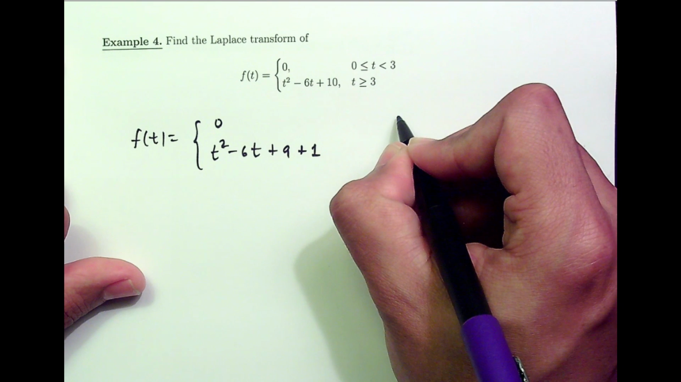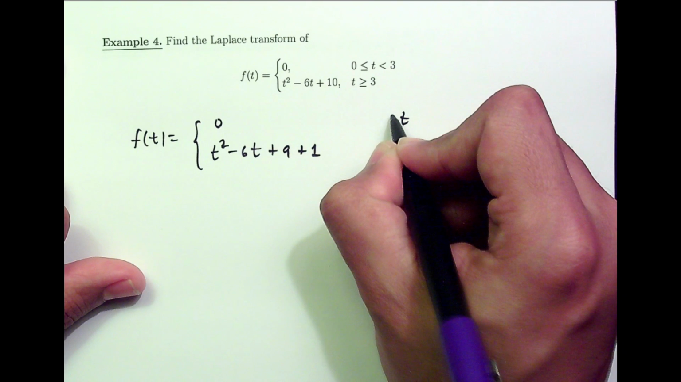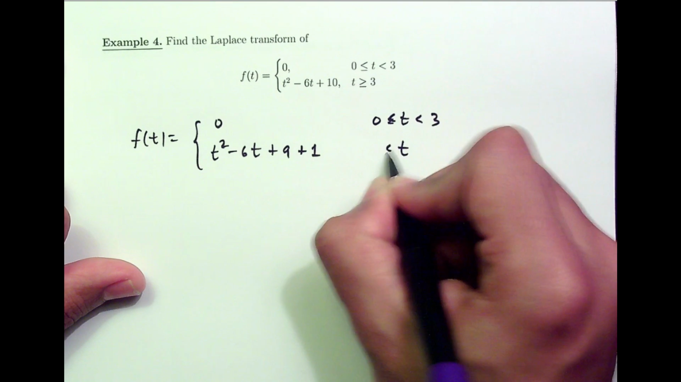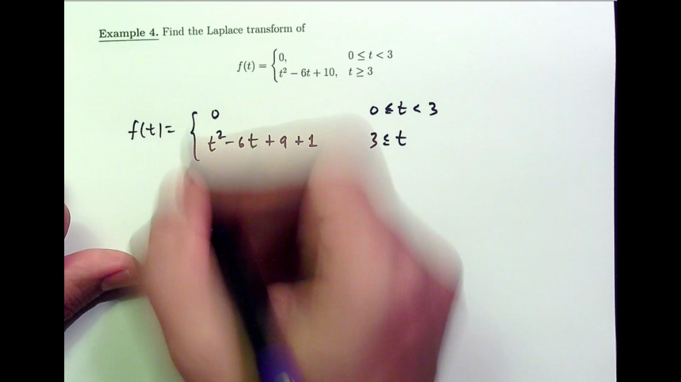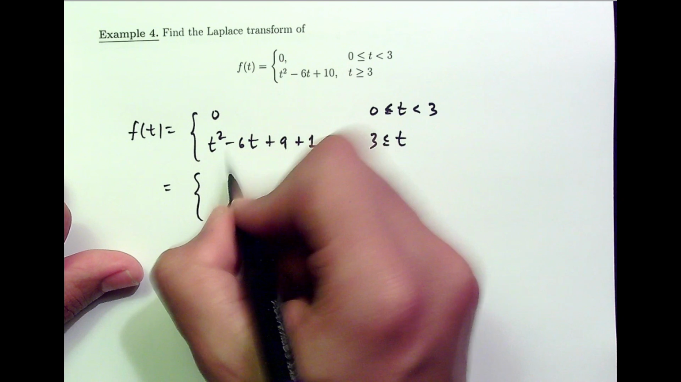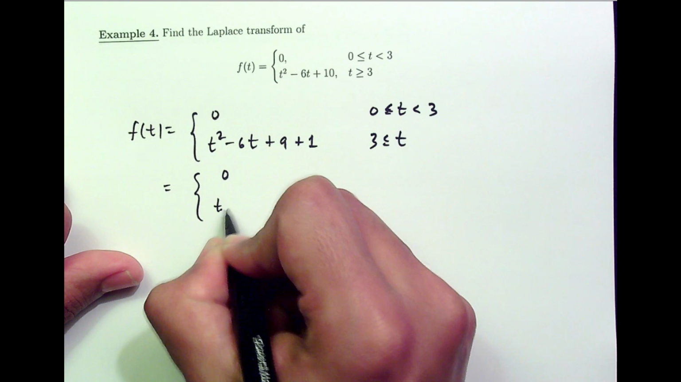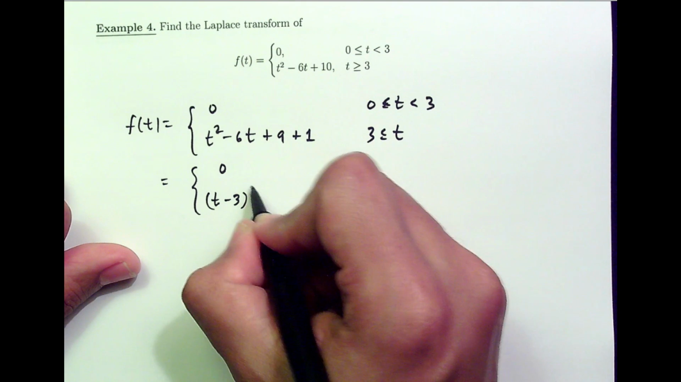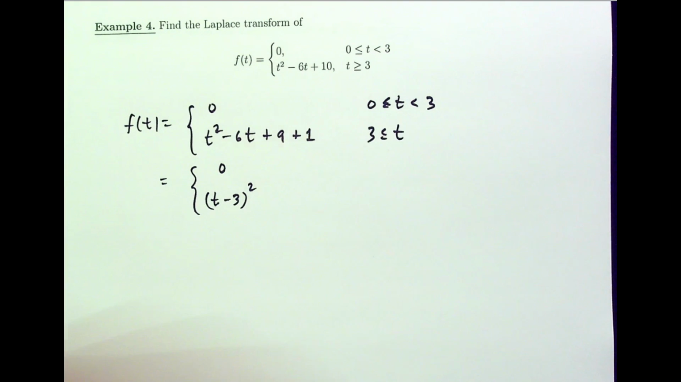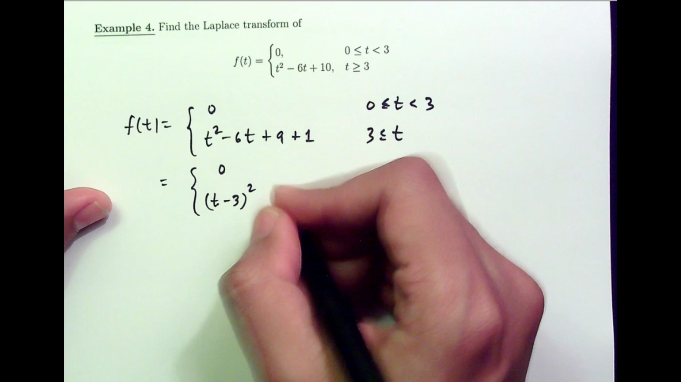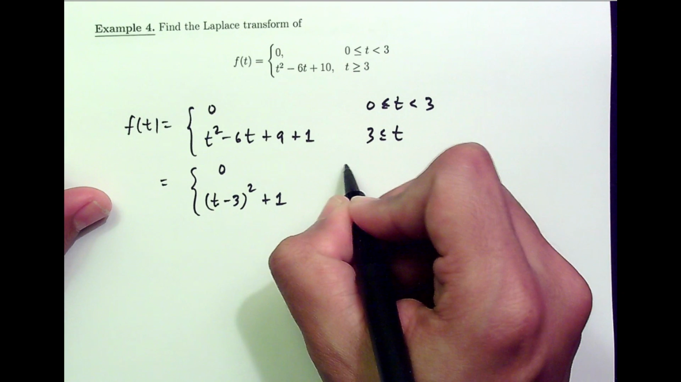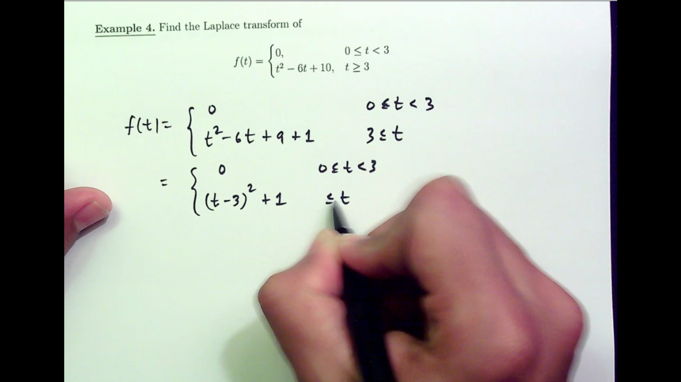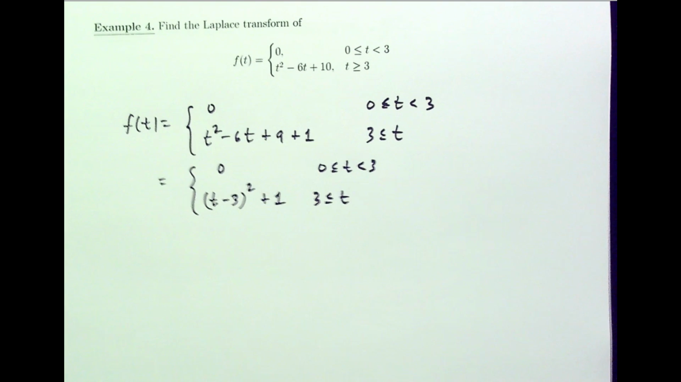Okay, so this is that between 0 and 3, and that for t bigger than or equal to 3. Now writing this after completing the square, this part is t minus 3 squared plus 1. Okay, there we have it.